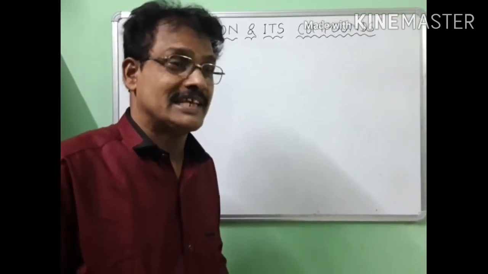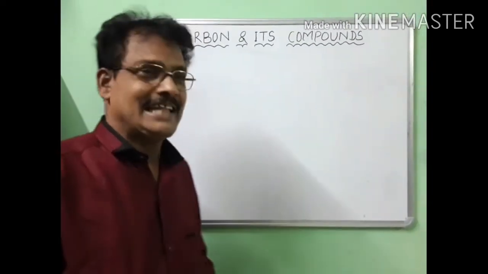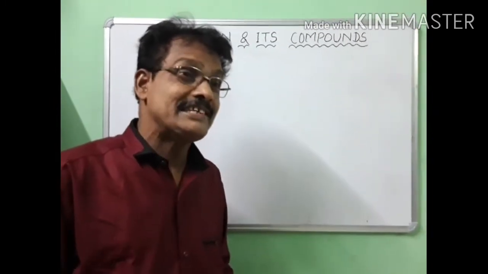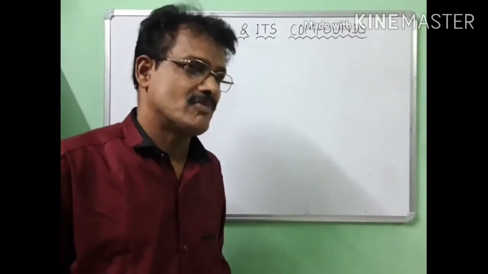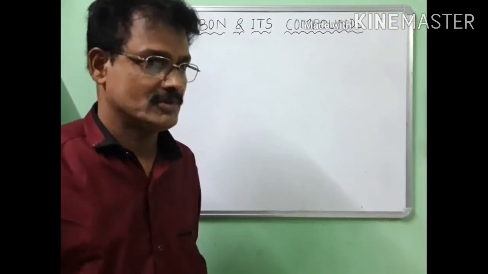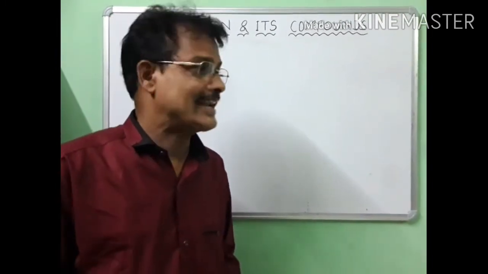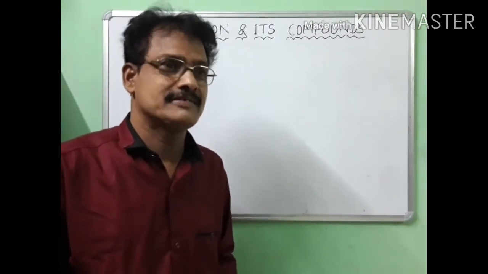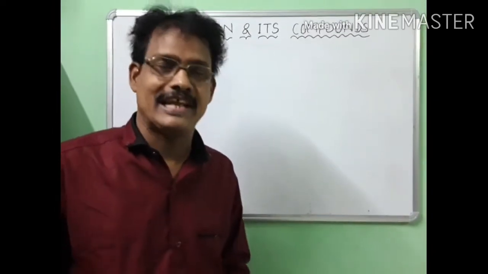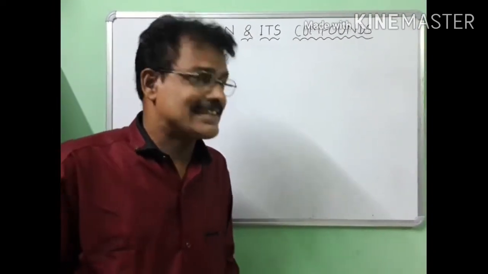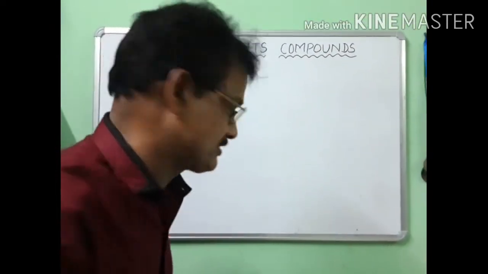The first one was catenation. Second, tetravalency of carbon. And the third was tendency to form multiple bonds. These were the three versatile natures of carbon. In the last class, we also discussed hydrocarbons. There are two types of hydrocarbons. The first was saturated hydrocarbons, which we have already discussed. In this class, we will discuss the second type, unsaturated hydrocarbons.